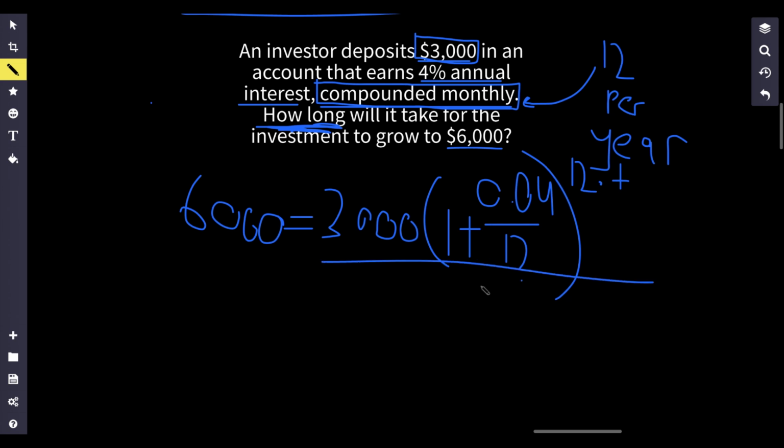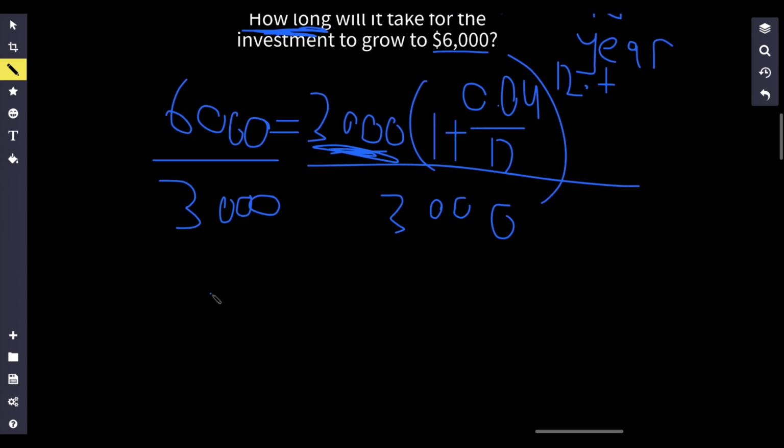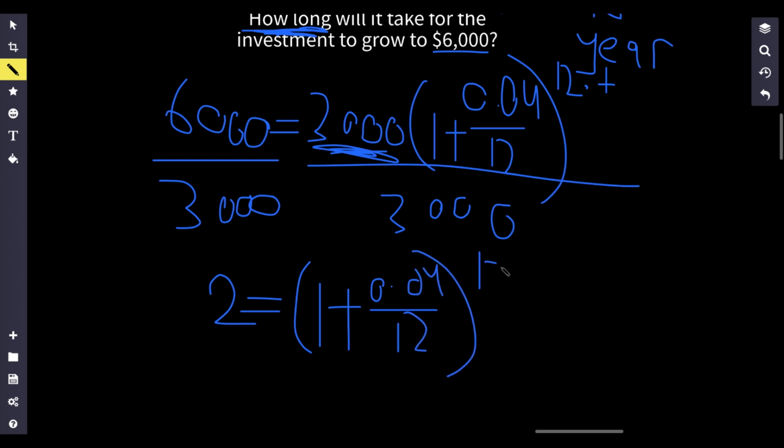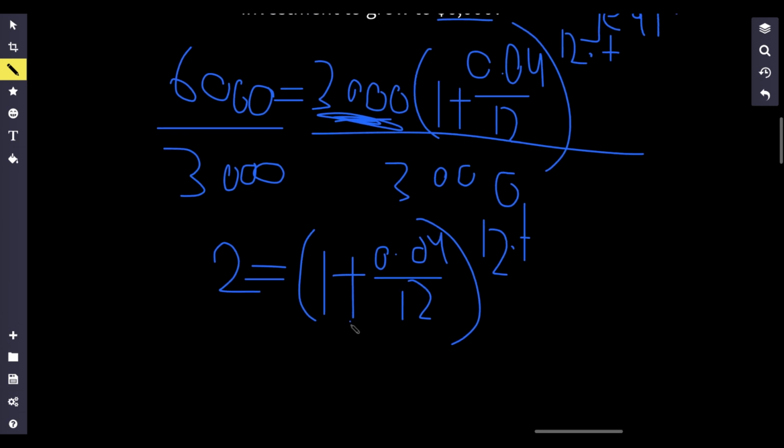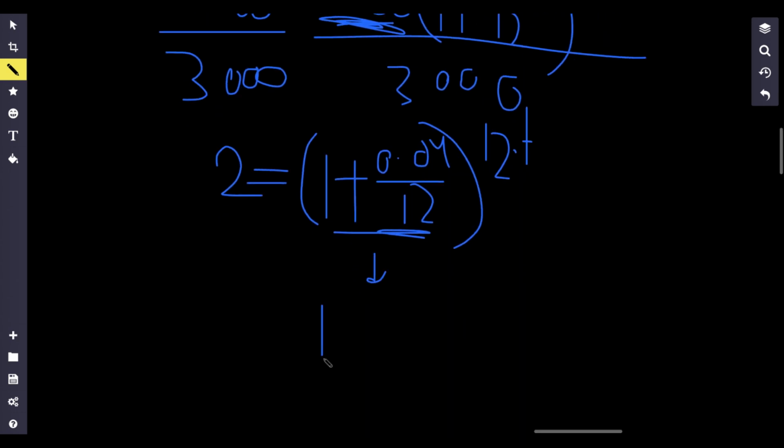Simplify this. Same step as before: we're first going to divide by the term in the front. So we get 2 is equal to 1 plus 0.04 divided by 12, to the 12t power. Next, we're going to simplify the inside. So 1 plus 0.04 divided by 12 is equal to 1.003, and it repeats on forever. So it's 1.003 repeating to the 12t power.